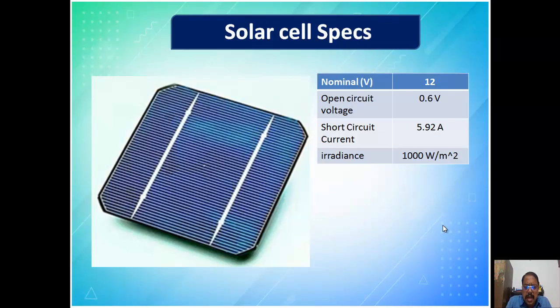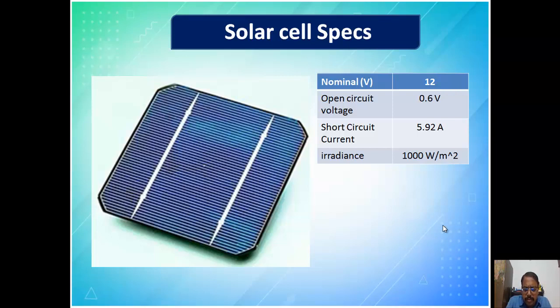Each solar cell has an open circuit voltage of 0.6 and a short circuit current of 5.92. If you are not giving any load and you measure the voltage, we call it the open circuit voltage, which means I have not connected any load. Similarly, short circuit current is a mere short between the two terminals to see the maximum current. Both open circuit voltage and short circuit current cannot be used in practice. Irradiation is what falls on the solar panel.